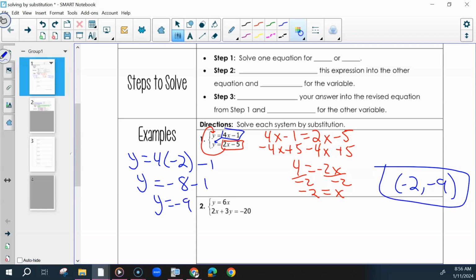The check methods we did the other day, taking the solution, putting it into both equations, seeing if it works, will still work here. You could still check by graphing here, but you still have to show the work algebraically. Do we have any questions on that process so far?